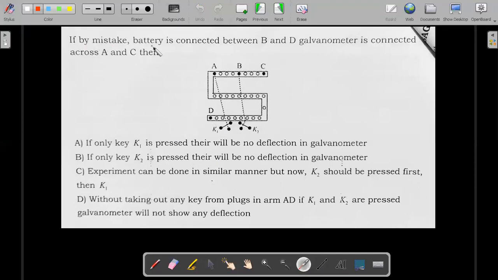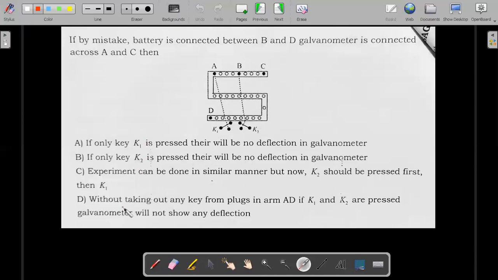So if by mistake the battery is connected between B and D. Remember, the battery is actually supposed to be connected between A and C, and C is for the cell, you remember, and the galvanometer is to be connected between B and D. They are interchanged. The connections of the galvanometer and battery are interchanged.